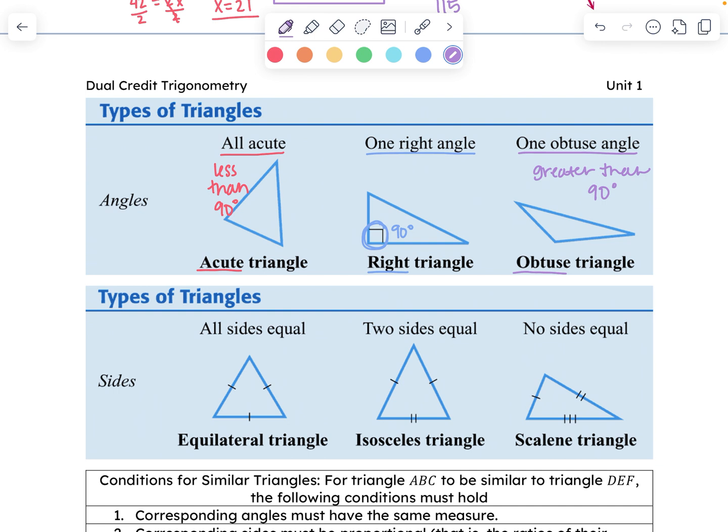Okay, then if I label based off of the sides, if all the sides are equal, that's an equilateral triangle. That one's kind of easy to remember because equilateral. If two sides are equal, then that means it's an isosceles triangle. And if none of the sides are equal, then it's a scalene triangle.